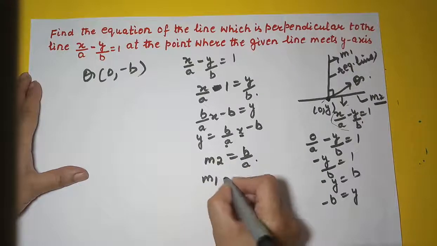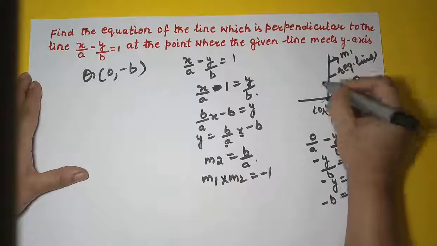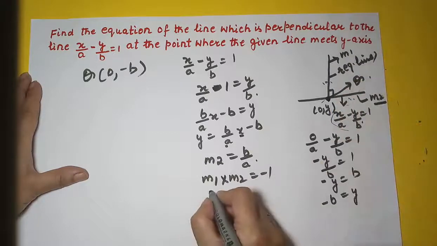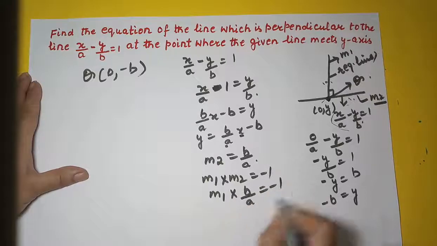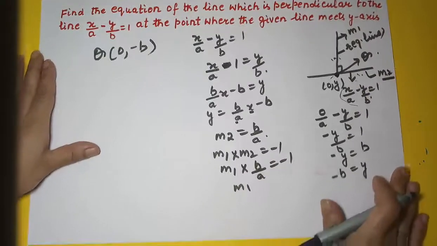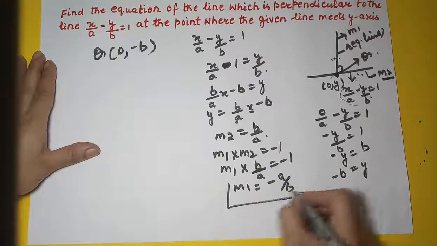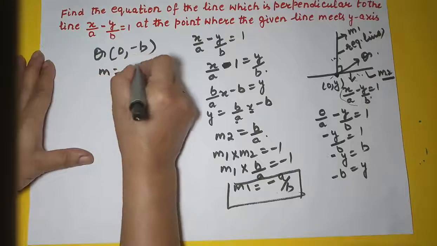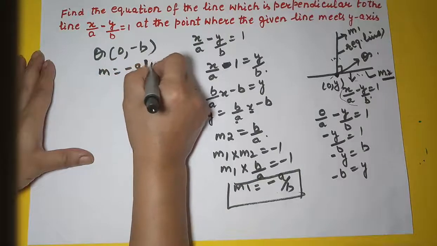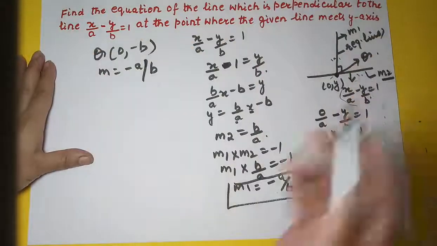But we know that m1 into m2 is equal to minus 1, because these two lines are perpendicular. Now you can find m1 from here, equal to minus 1. So your m1 will be minus a by b. So you have found the slope of the required line, which is minus a by b, and you also have the point through which your required line passes.